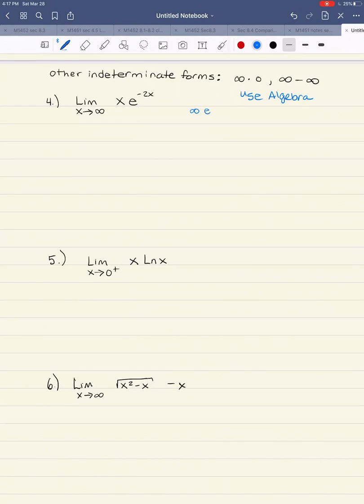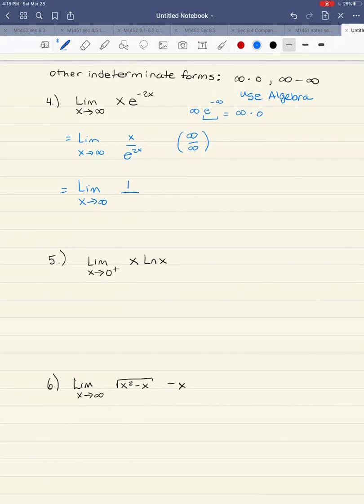So in the first example, when x goes to infinity, I have infinity times e to the minus infinity. But e to the minus infinity is the same as 1 over e to the infinity, so it's infinity times 0. So this is the 0 that we need to fix, and we can fix it just by taking the term with the negative power, writing it in the denominator with a positive power. And now I have the form of infinity over infinity. Not much algebra, but there you go. We got it in the right form for L'Hopital's rule.